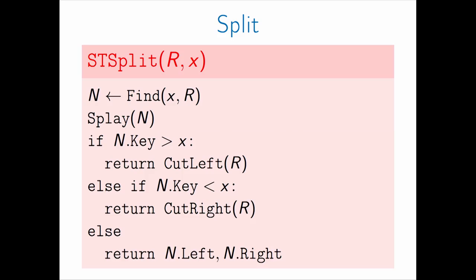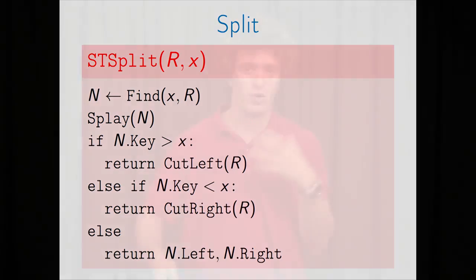So to see pseudocode for this, we're going to let n be what we find when we search for the x that we're trying to split at. We then splay n to the root. Now, if n's key is bigger than x, we have to cut off the left subtree. If the key is less than x, we cut off the right subtree. And if the key is actually equal to x, well, the x that we're trying to split at is actually in the tree. So you might do one or the other depending on if you actually want to keep the node in the tree, or maybe you want to throw it away and we just want to return the left subtree and the right subtree.